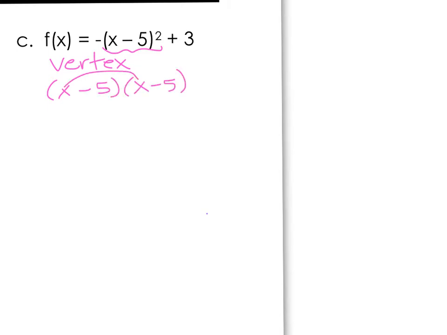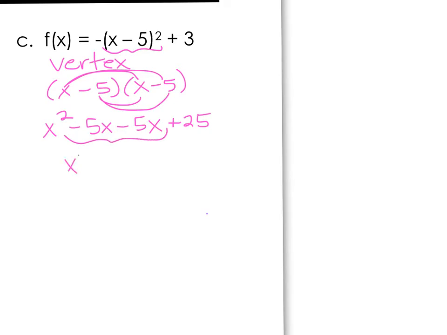If we take x times x, times minus 5, another minus 5 times x, and then minus 5 times itself, we would get x squared minus 5x minus another 5x. But then watch this, everybody. Negative 5 times negative 5, we get positive 25 for that last term. Combining those two terms in the middle, negative 5 minus 5, gives us x squared minus 10x plus 25.